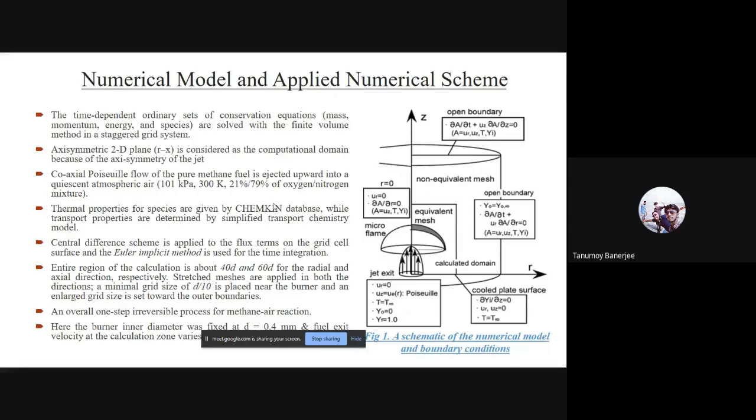The burner from where the methane is ejected into the numerical domain has a fixed diameter of 0.4 millimeter, and fuel exit velocity is considered varying from 1.2 meter per second to 5.1 meter per second. The entire region is taken as 40 D, where D is the diameter of the burner port, and a stretched mesh as well as a mapped mesh is used to discretize the entire domain.